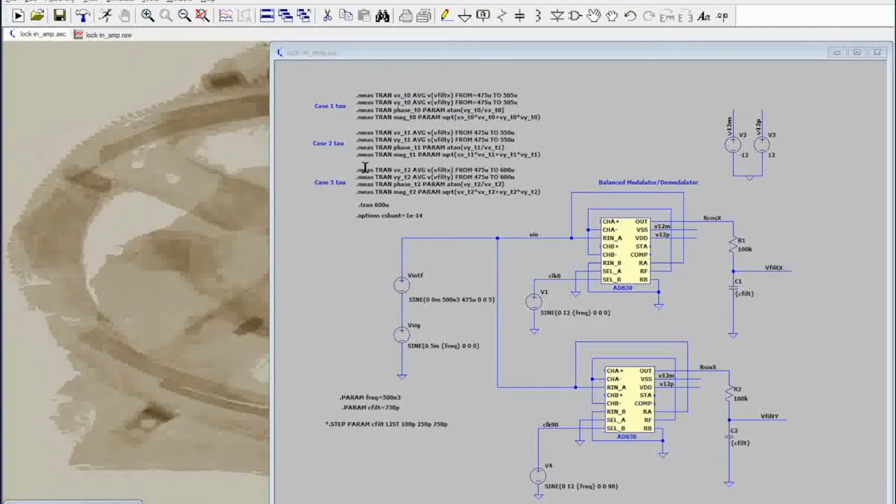So what we have here is a simulation of a lock-in amplifier. It's a simplified version of what a real lock-in would look like. To go over the major blocks in here, there are two modulator demodulator chips, the AD630, which is typically used for various operations and demodulation and modulation of RF signals. And this one is being used in a lock-in application the way it's configured. So it's a gain of 1. It requires plus minus 12 volts as provided over here.